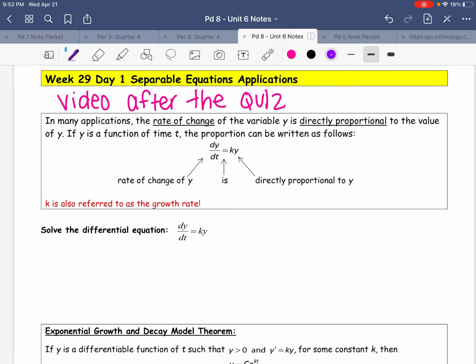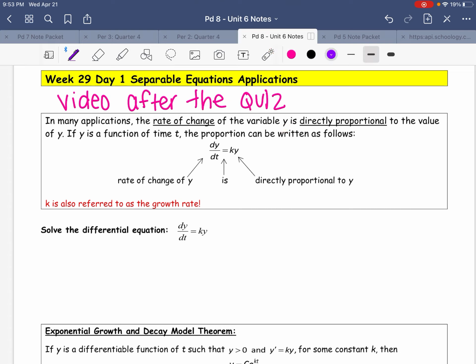And if you would take out your note packet, we have 2 pages to fill in, and we are working on separable equations applications. So it's going to be some word problems today. Inside this box, it says, in many applications, the rate of change, which is the derivative, of the variable y is directly proportional to the value of y.